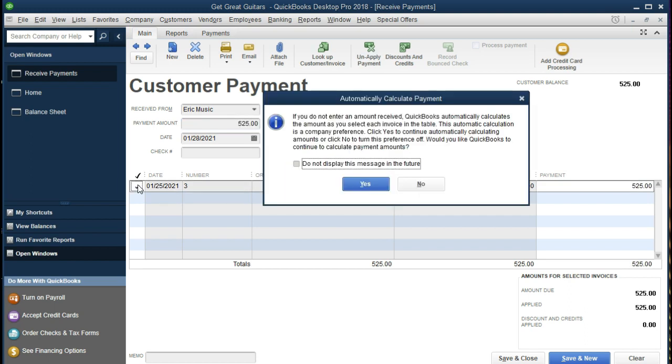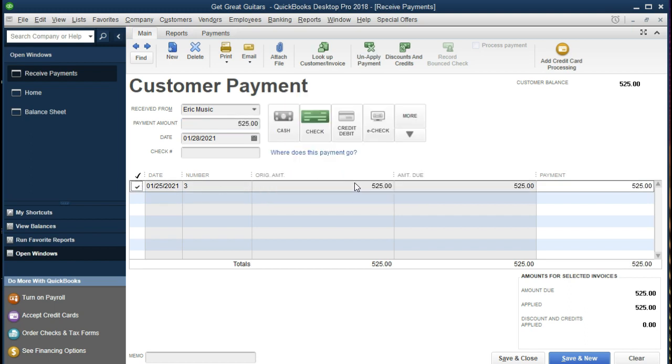So I'm going to click on that, check that off. We're going to say yes, and the date is going to be the 28th. That's what we're looking for. And the amount due, the amount applied, down to 0, the amount due. This is the original amount. This is the amount of payment. And so everything looks good.